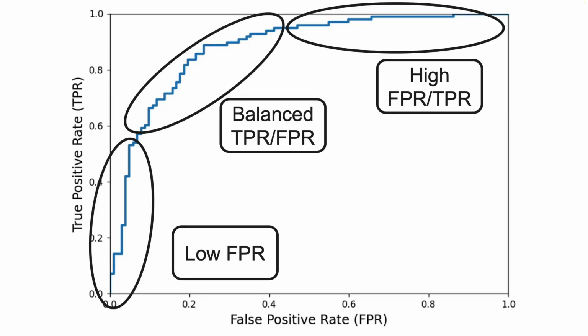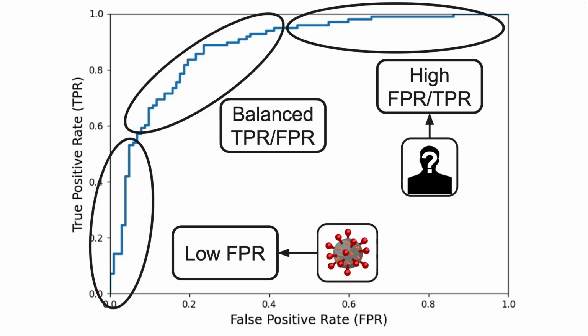So, given all this information and going back to the two problems presented at the beginning of this video, we would want to select a threshold for the disease detection model somewhere around here, and a threshold for the hiring model somewhere around this part of the ROC curve.